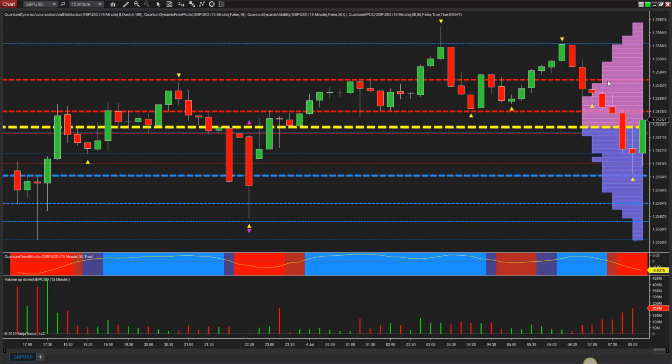Then we're through some more solid support here, which was breached. This was breached. Now we're down onto the volume point of control, so we're trading around this region. And all this candle tells us, it's not a signal of reversal. It's purely telling us we've got a congestion phase ahead.